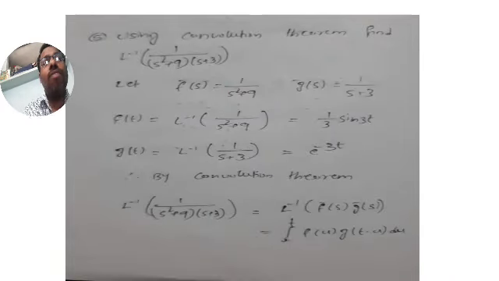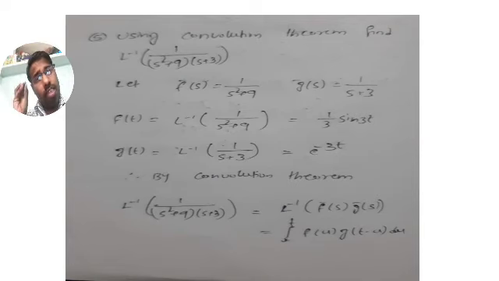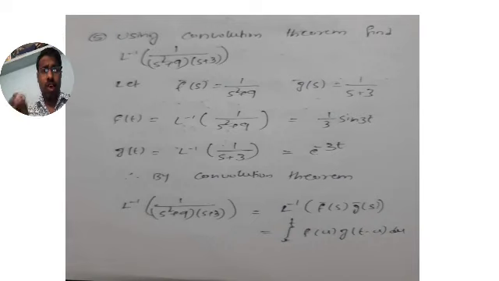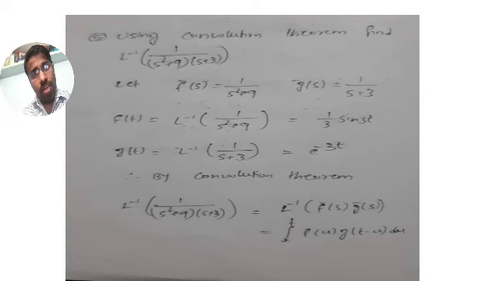So this is our fifth problem, 1 by (s square plus 9) into (s plus 3). What we are using here is taking the simple function as g bar of s. In the third problem we did the same, and in the fifth problem we are also doing the same. We are taking the simple function as g bar of s to avoid the complexity in integration which is obtained by applying convolution.